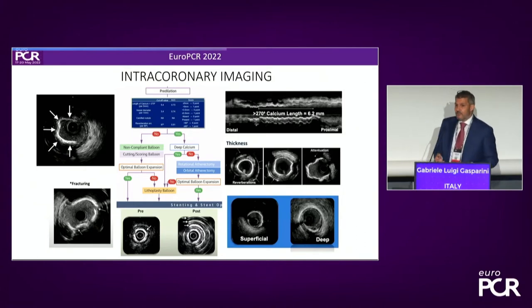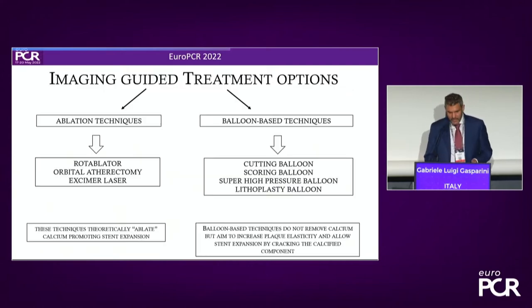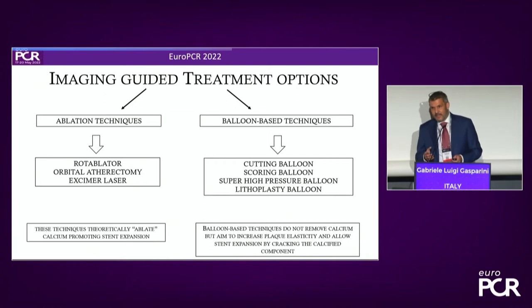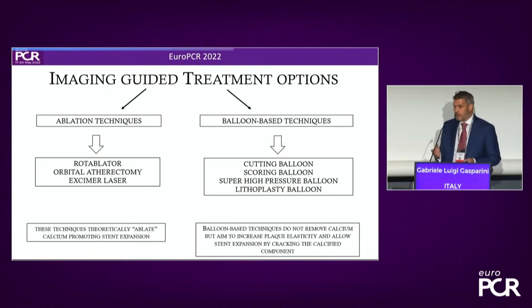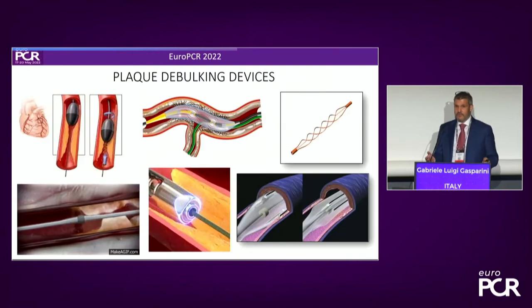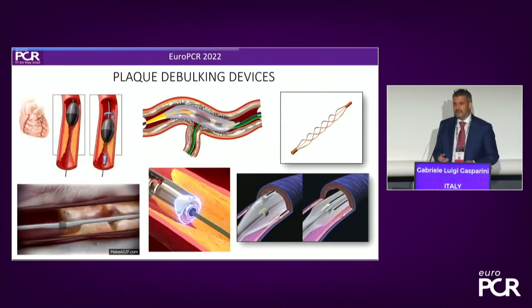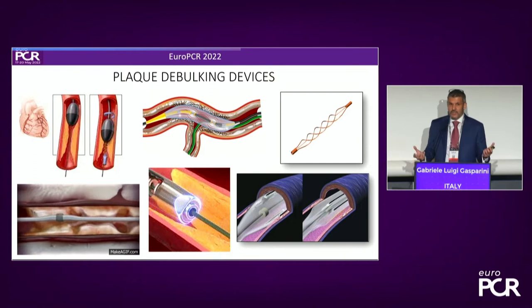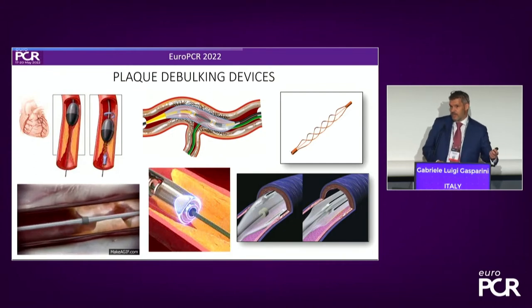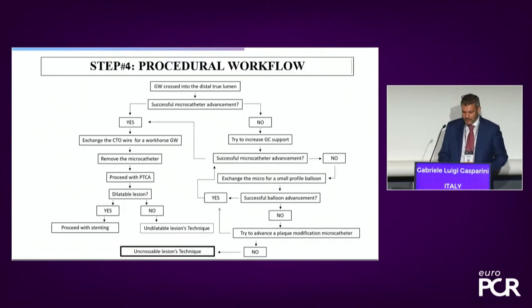So IVUS is mandatory when we have to treat calcified lesions because imaging can guide us in terms of treatment option between the ablation technique and balloon-based technique. For this reason, we should have in our cath lab at least one of each of these technologies, ablation and balloon-based technology.